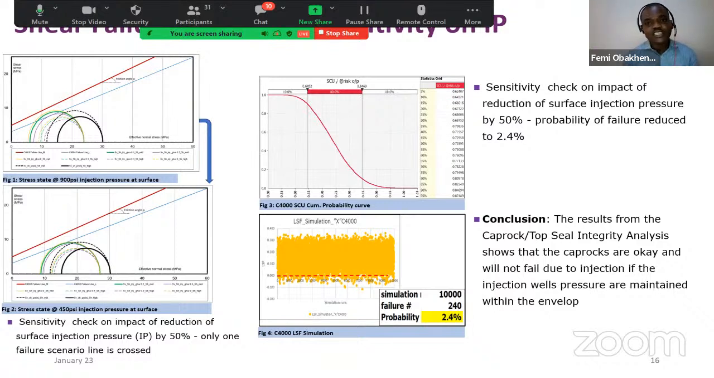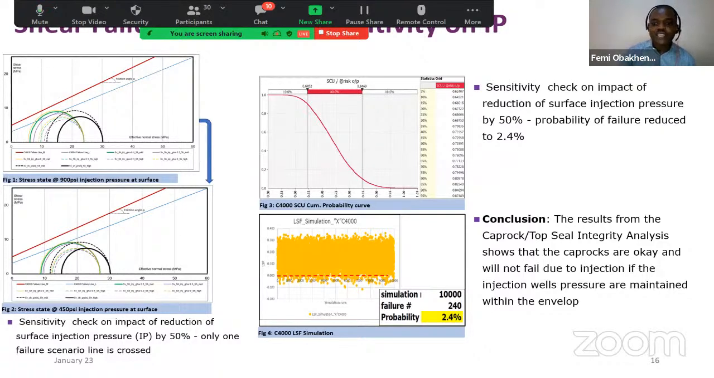And if you then look at the probability analysis, you can see that the probability has reduced from that 18% to 2.4%. Instead of the close to 2,000 of those scenarios that we analyzed failing, only about 240 fail, and that is a 2.4% probability of failure. And that gives you high confidence that if you reduce your injection pressure, this is just one parameter, then you can go ahead and inject into that reservoir. The conclusion is that the cap rocks are okay and they will not fail if you inject at this new pressure. So this is just to show you that you can sensitize on your injection properties and see how your reservoir, especially your cap rock, behaves to such a change.